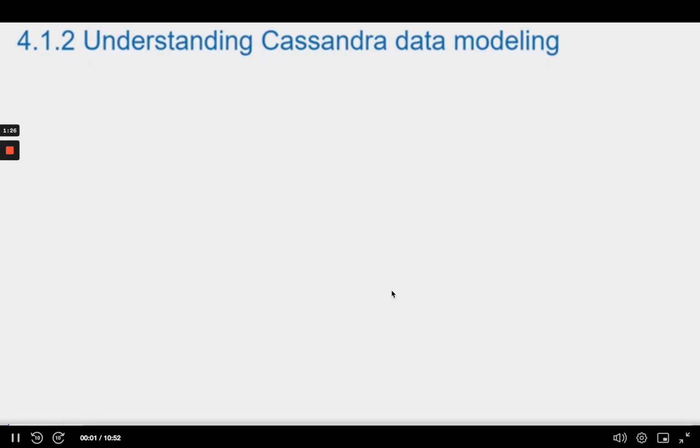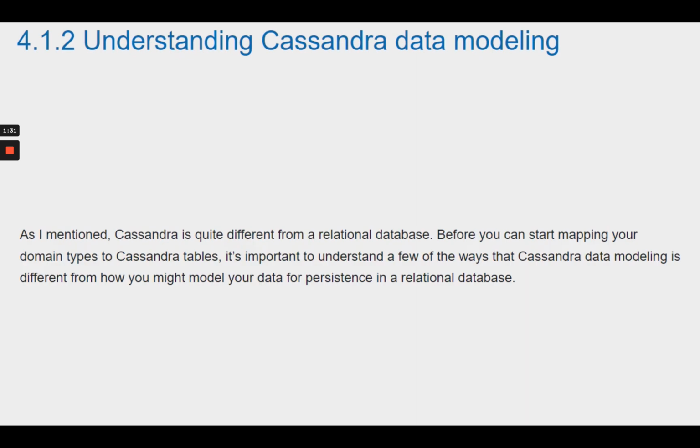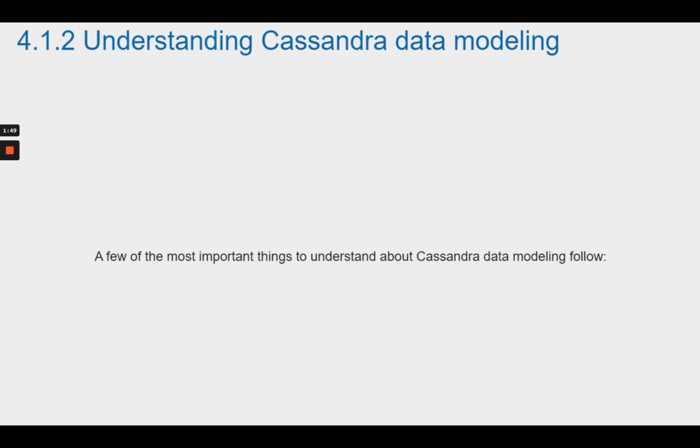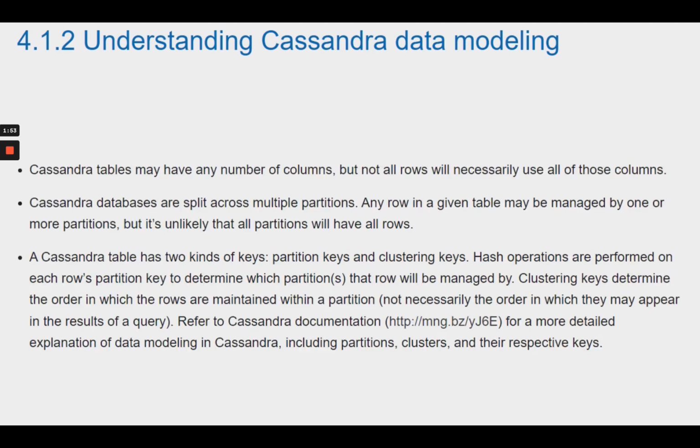Section 4.1.2 Understanding Cassandra Data Modeling. As I mentioned, Cassandra is quite different from a relational database. Before you can start mapping your domain types to Cassandra tables, it's important to understand a few of the ways that Cassandra data modeling is different from how you might model your data for persistence in a relational database. A few of the most important things to understand about Cassandra data modeling follow.